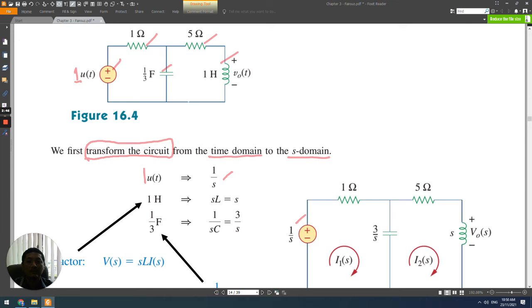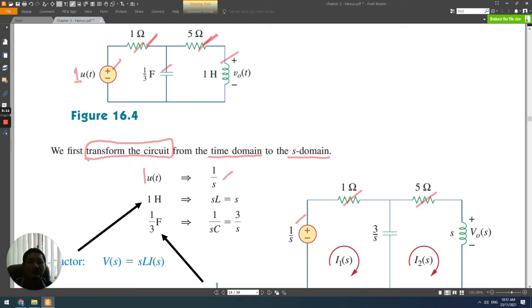Next is the resistor. The resistor is still the same for S domain. 1 ohm in time domain is also 1 ohm in S domain. 5 ohm in time domain is also 5 ohm in S domain. So the resistors are still the same.